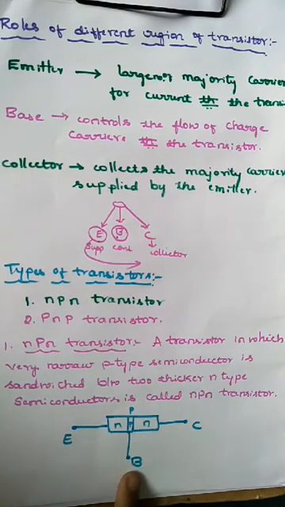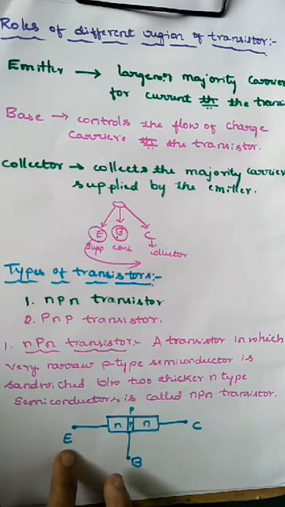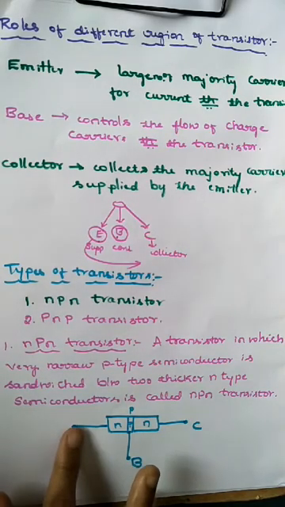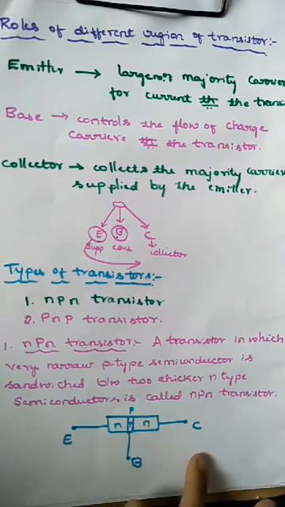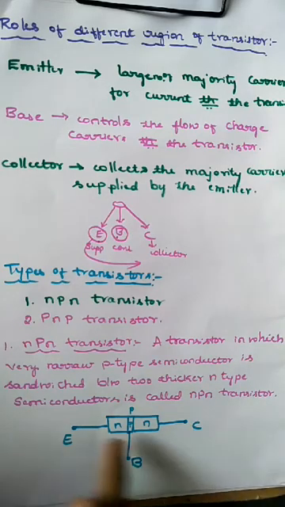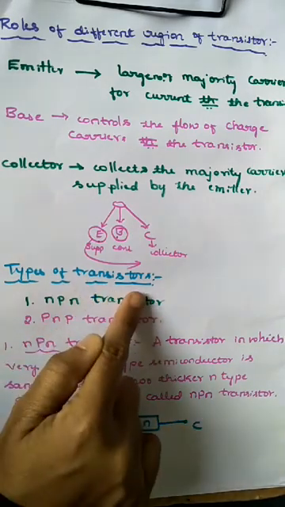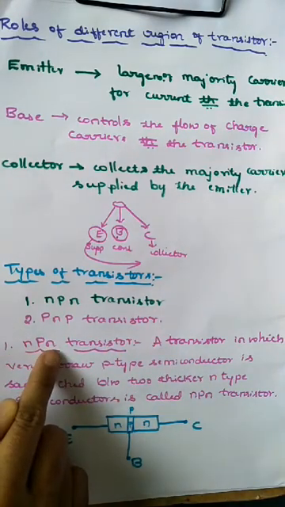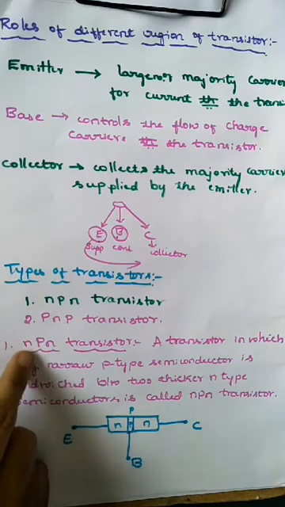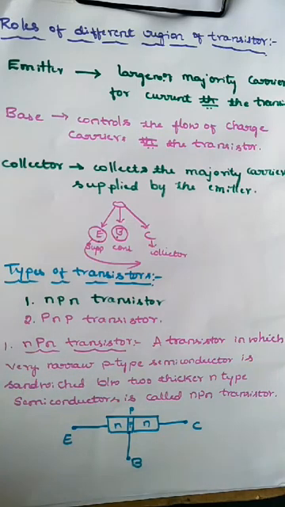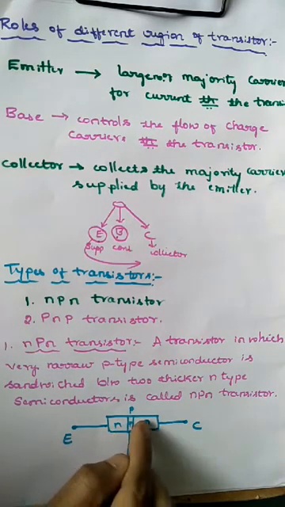Base is in the middle, right? It is very thin, so it is in the middle region. The emitter is moderate in size and heavily doped. The last one is the collector, which is large in size and moderately doped. So this is the three-terminal device which represents the transistor. It is NPN because the P type semiconductor is sandwiched between two N type semiconducting materials. Therefore this is NPN transistor.